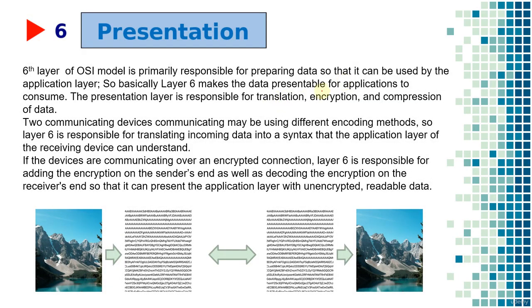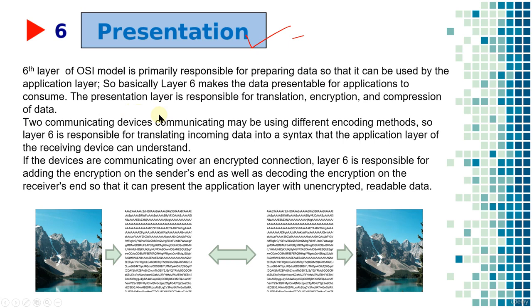The sixth layer of OSI is the presentation layer. So first, read about the paragraph. The sixth layer of the OSI model is primarily responsible for preparing data so that it can be used by the application layer. Whatever methodology happens on the sixth layer is going to interact, basically making itself ready to interact with the application layer. So basically, layer 6 makes the data presentable for the application to consume.